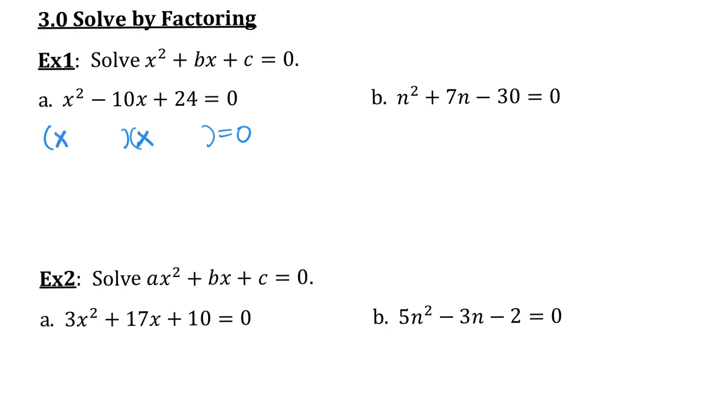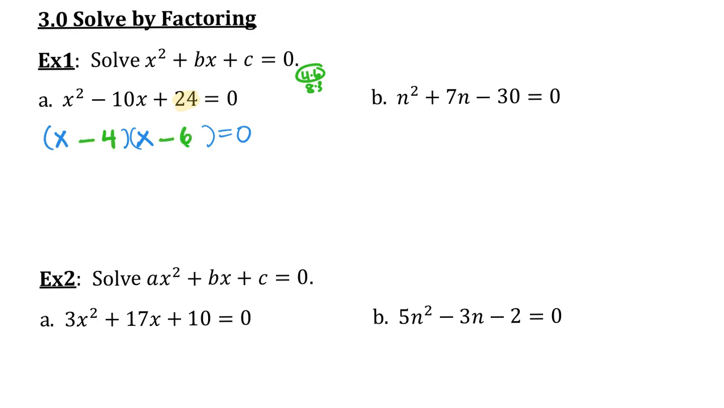I'm going to look at the 24. Think of what you times to get 24. Make sure it adds up to 10. So what am I thinking? It must be 4 and 6, huh? Not 8, 3. Yeah, it's got to be 4 and 6. So 4 times 6, for it to add up to negative 10, it must be minus.